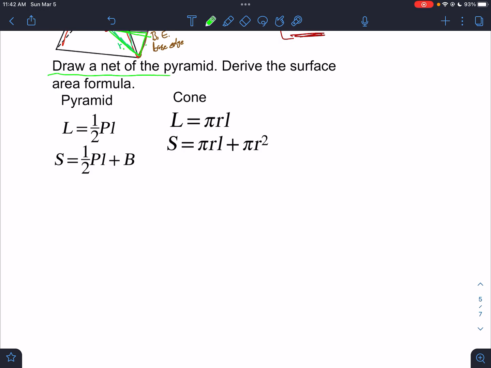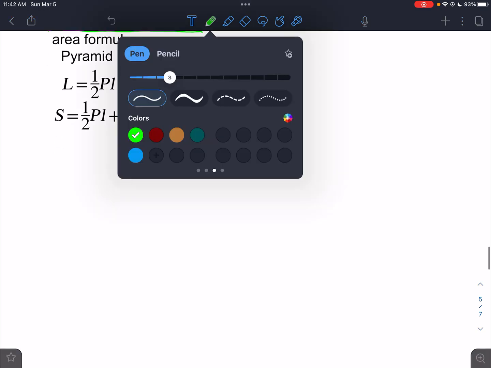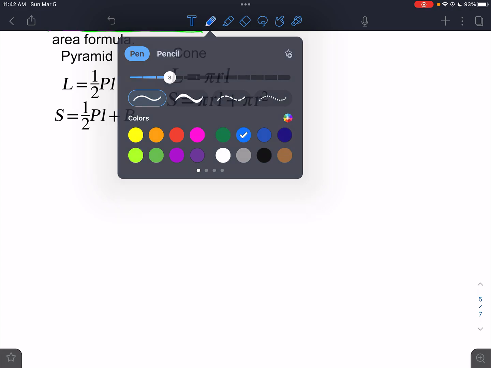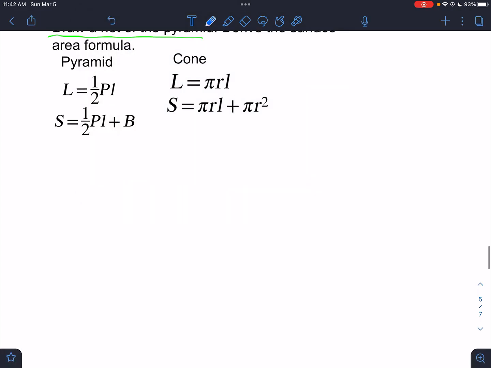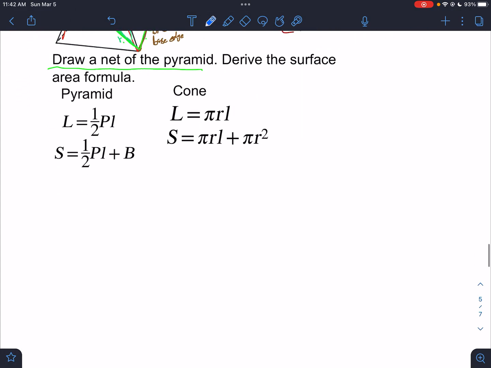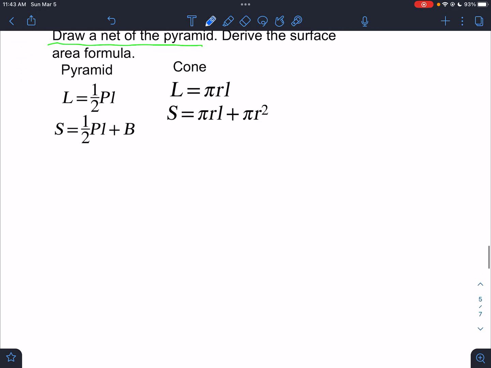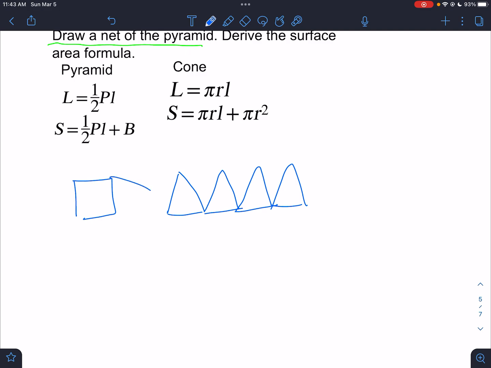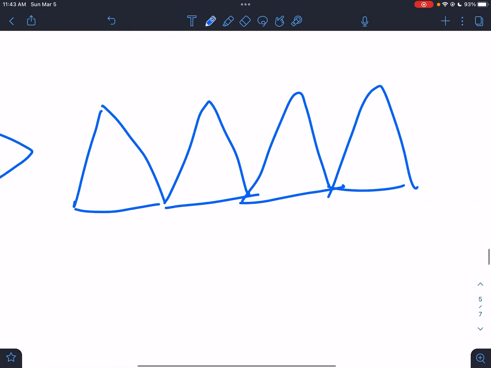All right, so we're going to draw a net of a pyramid and derive the area formula. So here we go. If we have a pyramid, we'll do this pyramid right here. Draw a net of the pyramid. We're going to have this square, and we would have 4 connected triangles. On the actual shape, they could be connected to the square something like this. That's what it would look like if you laid it flat.